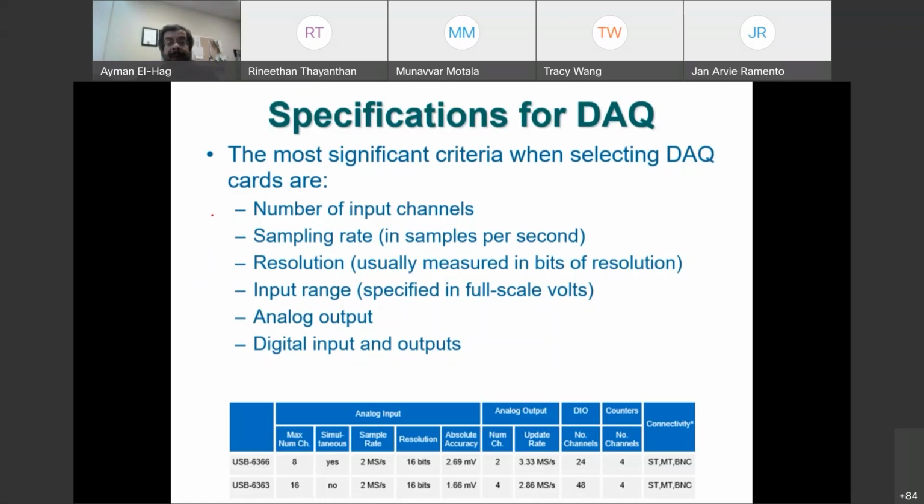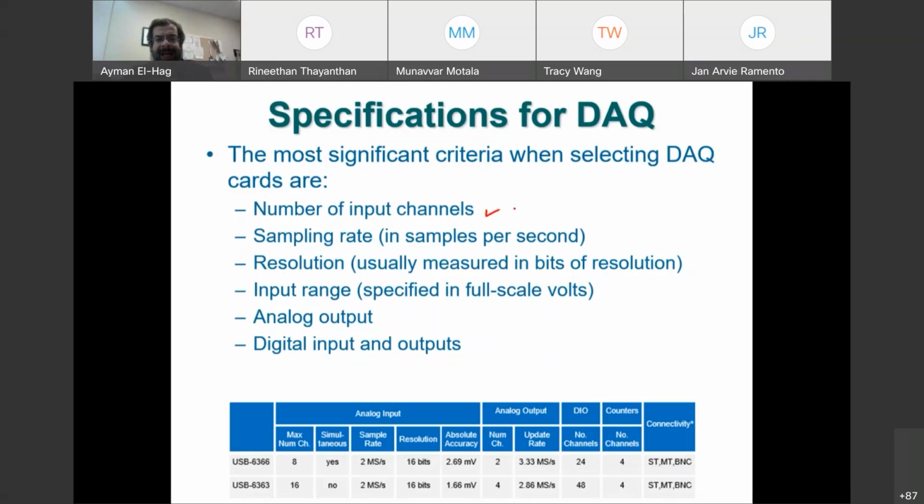The first one, and in my opinion, this is the most important one, is the number of input channels. How many input channels can your card acquire? Let's say you want to measure temperature at 10 different locations. Then you need a data acquisition card that can acquire these 10 measurements, so it has to have at least 10 inputs. But if you want to do only one or two measurements, then you don't need these multi-input channels. So this is the first thing that you need to check.